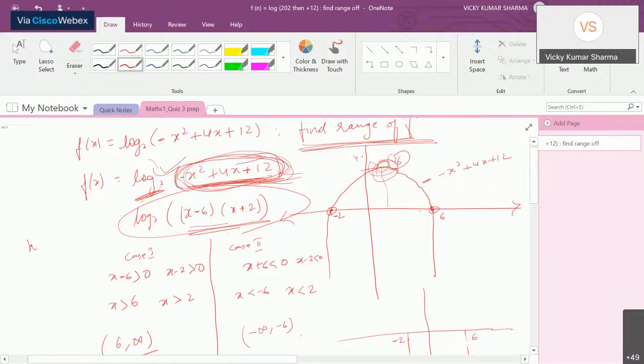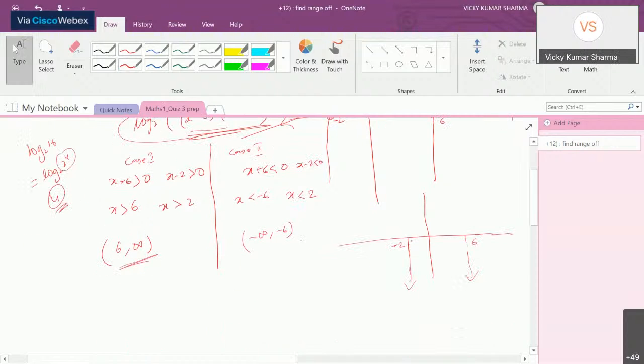Now we know that it will be log 16 to the base 2. This I can write as log 2 to the power of 4. So this will be nothing but 4. So now this thing will converge somewhere at 4. Now we know that this is tending towards minus infinity. So from 4 to minus infinity will be our value.